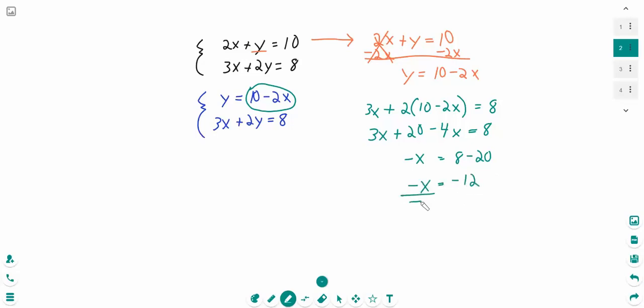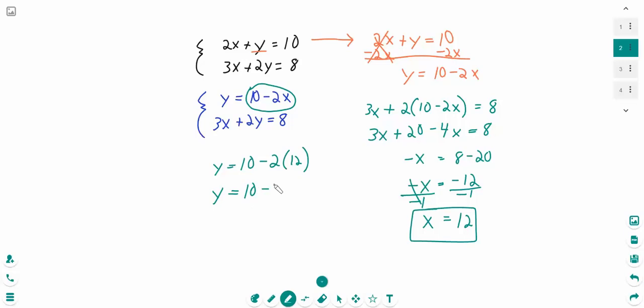Now I can divide out the negative sign by dividing by a negative 1, and that'll give me just an x then, which is equal to just a 12, right? So x is equal to 12. Now we can go back, plug the x in, and I'm going to choose, well, let's choose the first equation. So y is equal to 10 minus 2 times x, and x is 12. So now y is equal to 10 minus 24, which is going to be equal to a negative 12.